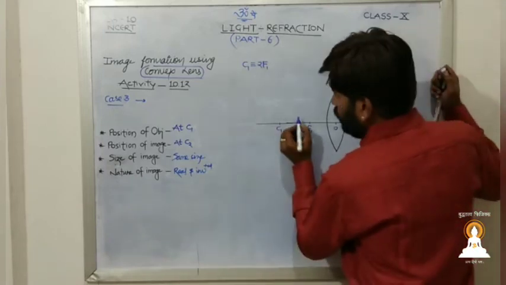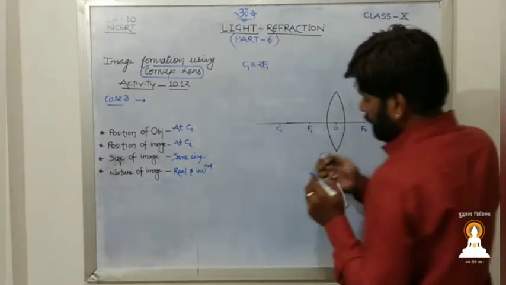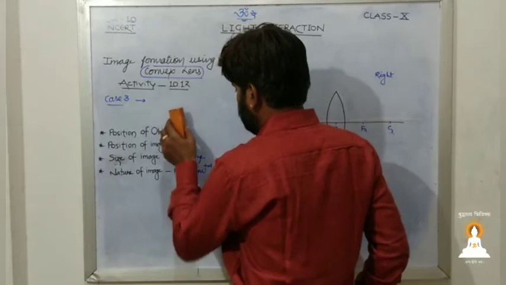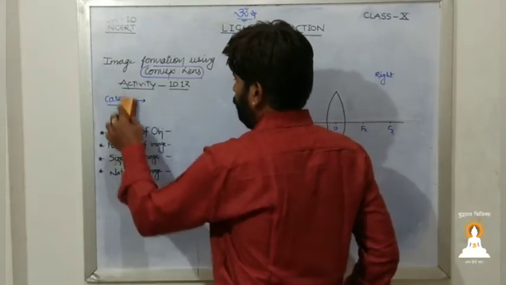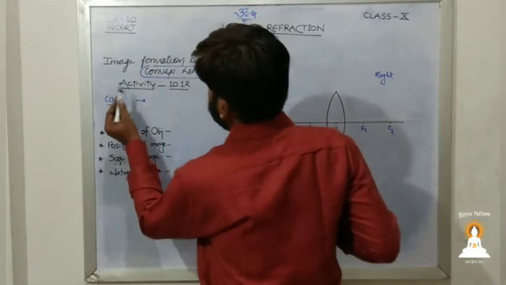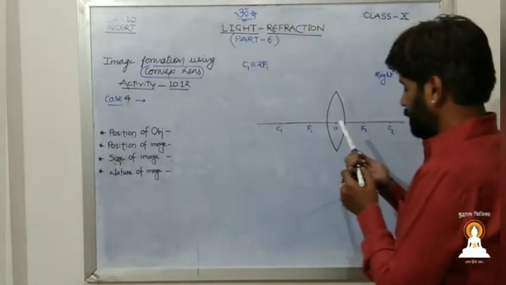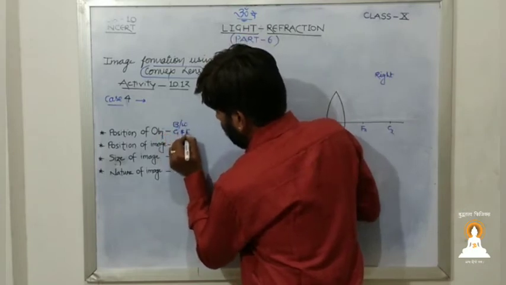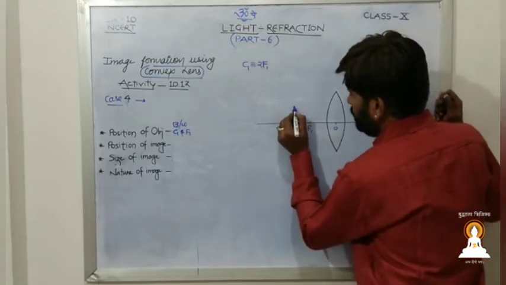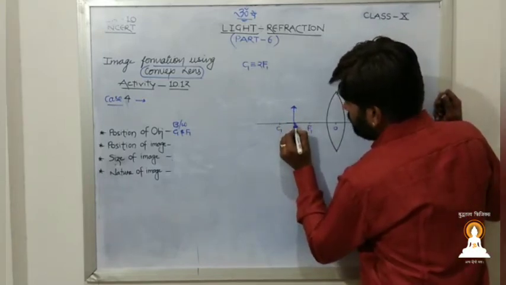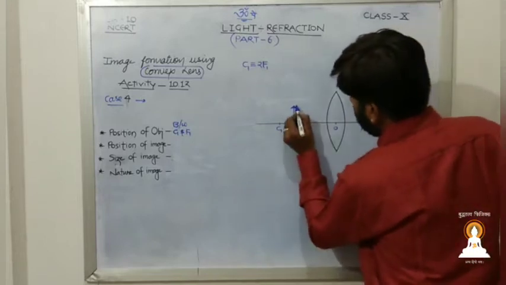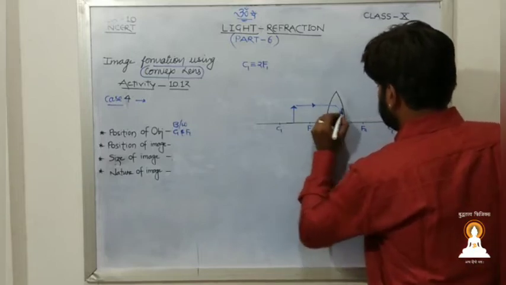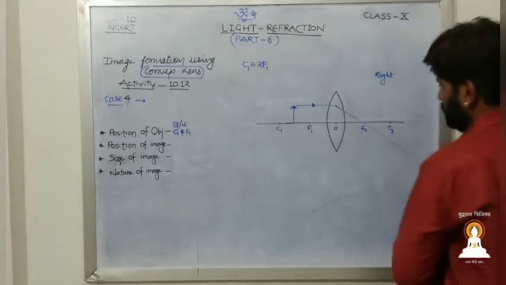Now this time, case number 4. In case number 4, the object is between C1 and F1. When the object is between C1 and F1, the object will be like this. Now again, rule number 1 says when the incident ray is parallel to the principal axis, just after refraction it will pass through the focus. Very simple.